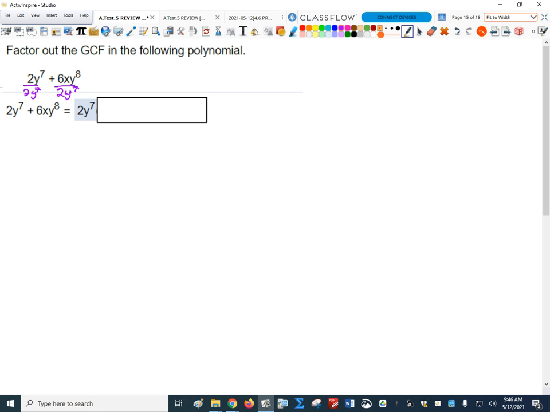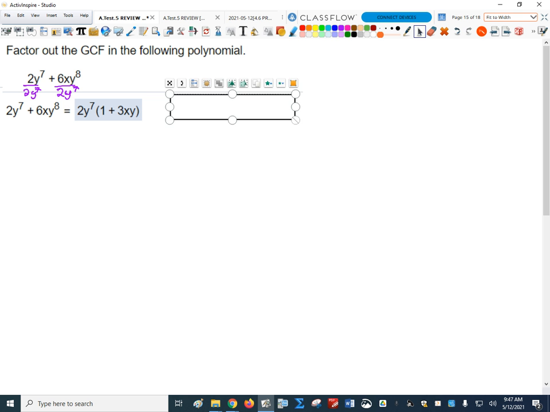Well, 2y to the 7th divided by 2y to the 7th is 1, isn't it? Good. So I get a 1 plus, what's the other one going to be? If I divide 6x y to the 8th by 2y to the 7th, what am I going to get? 3xy. Good job. Okay, good.